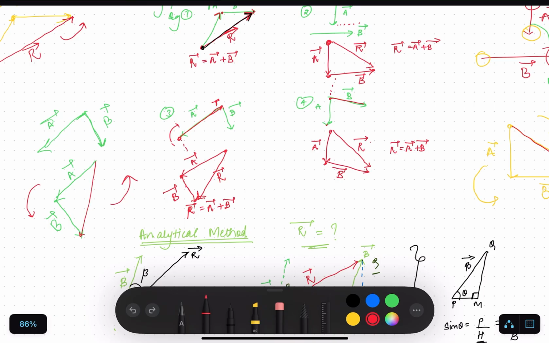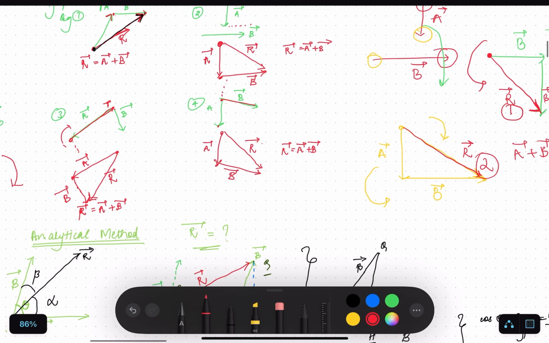Sorry, I made a mistake. This is not going to be my resultant vector. This is in the anti-clockwise direction, so I have to make my resultant in the clockwise direction. So this is going to be my resultant vector. I'm going to solve another example for you.